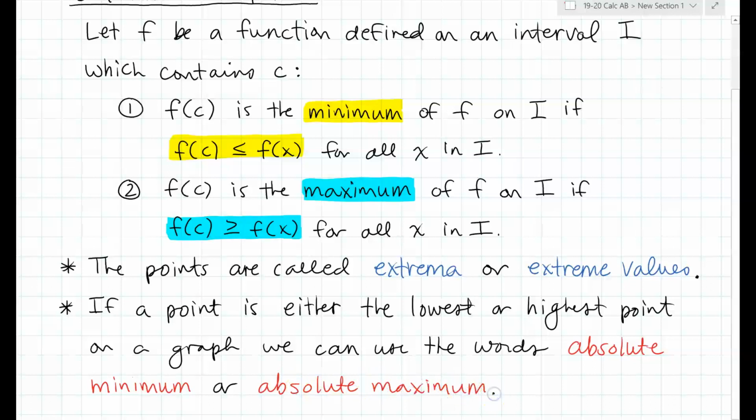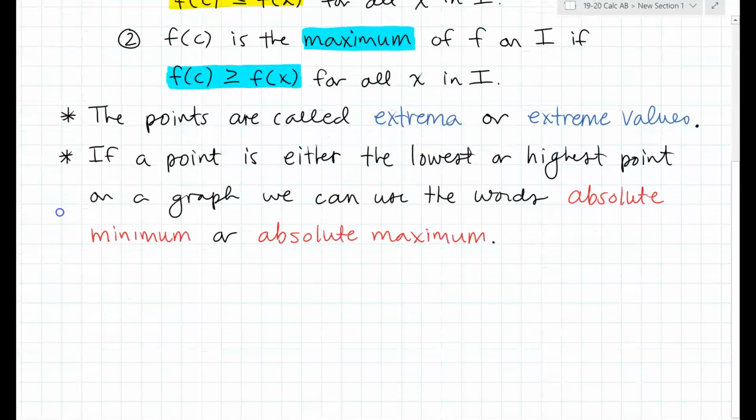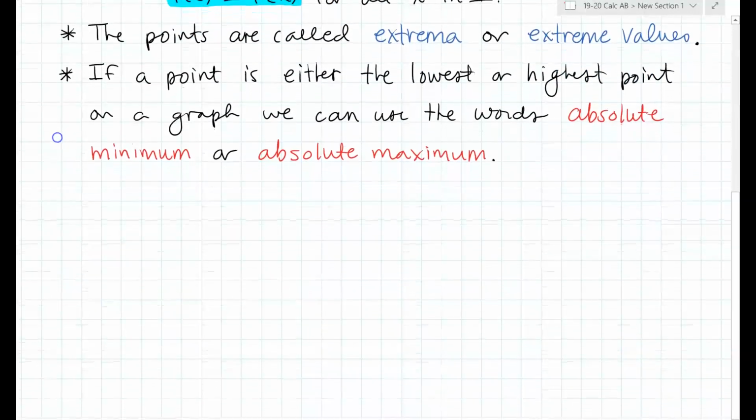Okay, so you have to be sure that there is no other point that is bigger than it or smaller than it. And if you know for a fact that that's the case, then you can say it's an absolute minimum or absolute maximum. So to give you an easy reference, think of the parabola y equals x squared. The origin is its vertex, right? And there is no point lower than that. So then you can say that the vertex of the parabola y equals x squared would be its absolute minimum.